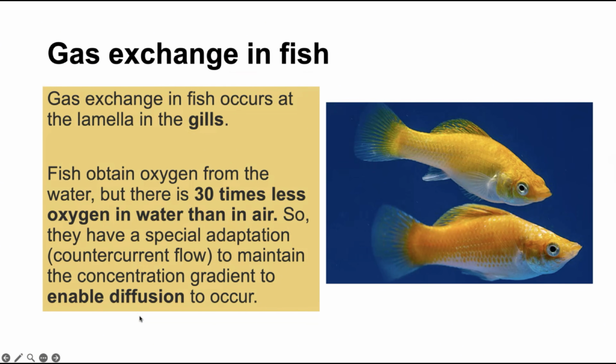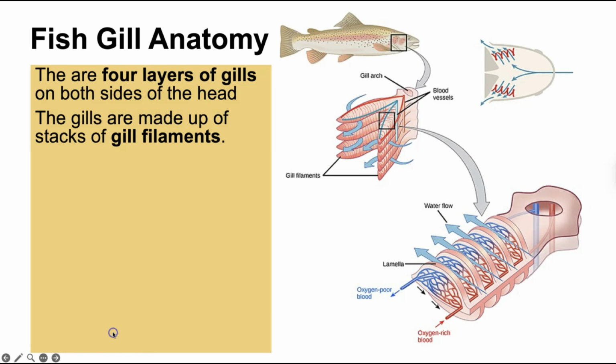We then move on to gas exchange in fish, and fish get their oxygen from the water. The challenge they face though is there's about 30 times less oxygen dissolved in water than there is present in air. So they have to have special adaptations to really ensure that they maintain that concentration gradient even when there's so much less oxygen dissolved in water. And we'll come to that when we get to the countercurrent flow.